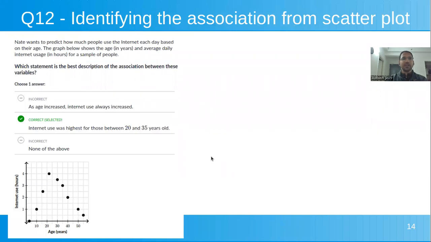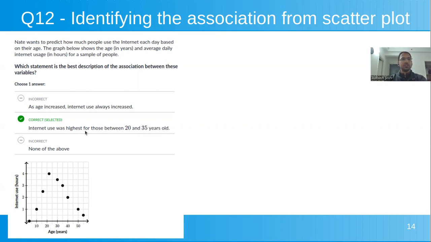This is about identifying the association from a scatter plot. So we just have to tell which statement is the best description of the association between these variables. We had to tell whether internet usage increases with years, decreases with years, or something else. It says internet use was highest for those between 20 and 35 years old. So this is the best description.